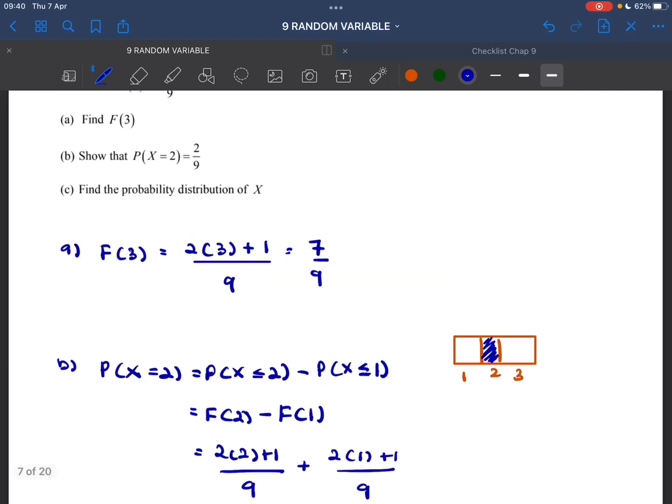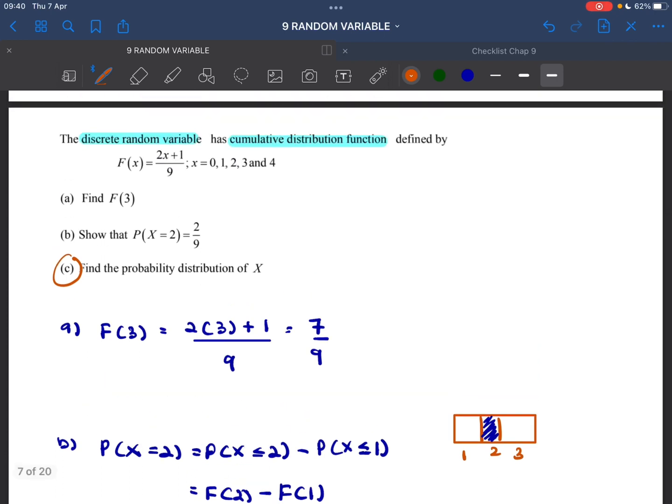Okay, so this one I would like you to try it by yourself. Find the probability distribution of x. Okay, so just do your table of cumulative, substitute everything into here, and then change and subtract.